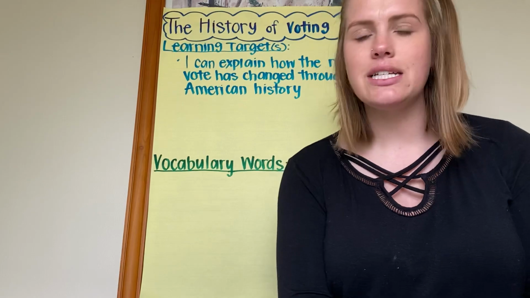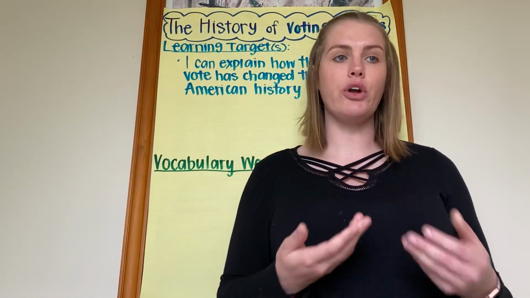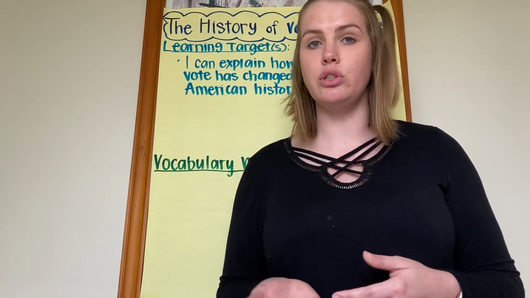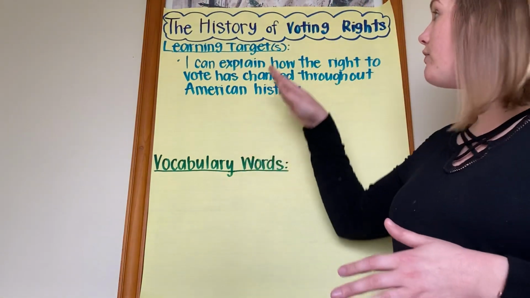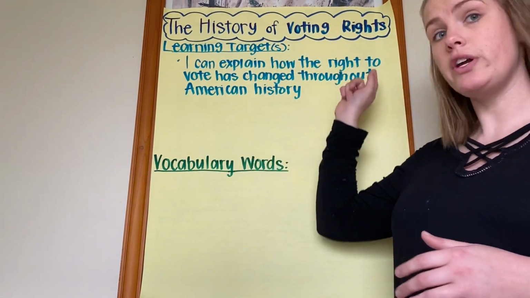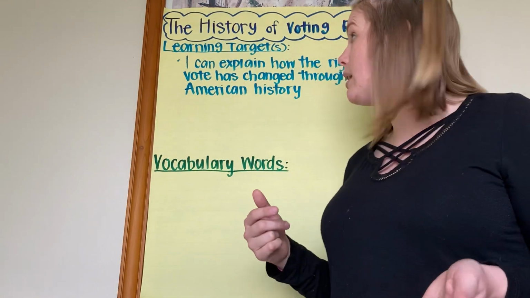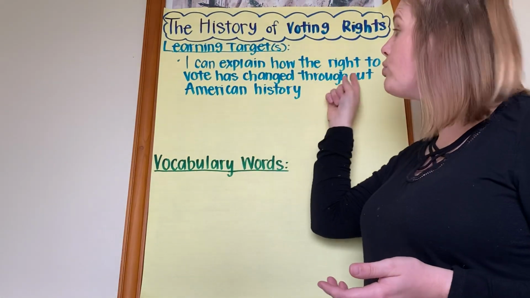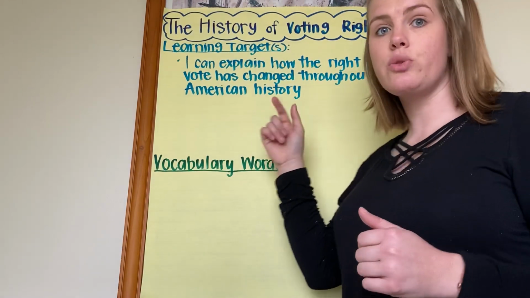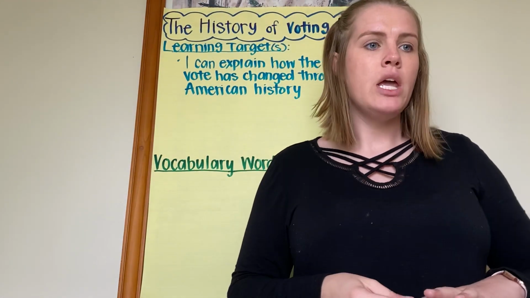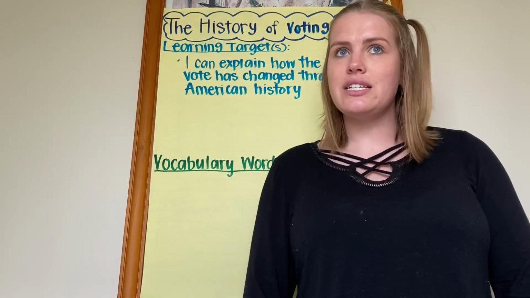So first let's discuss our learning target, right? A learning target is what you should be able to do or know by the end of a lesson. By the end of this lesson on the history of voting rights, you should be able to explain how the right to vote has changed throughout American history. So that's the goal for this lesson. So let's start off this lesson, okay?